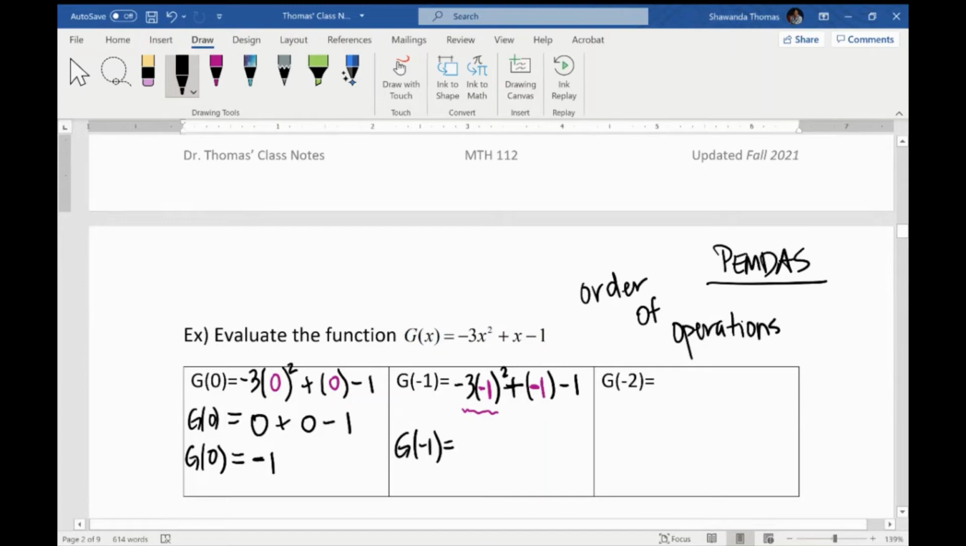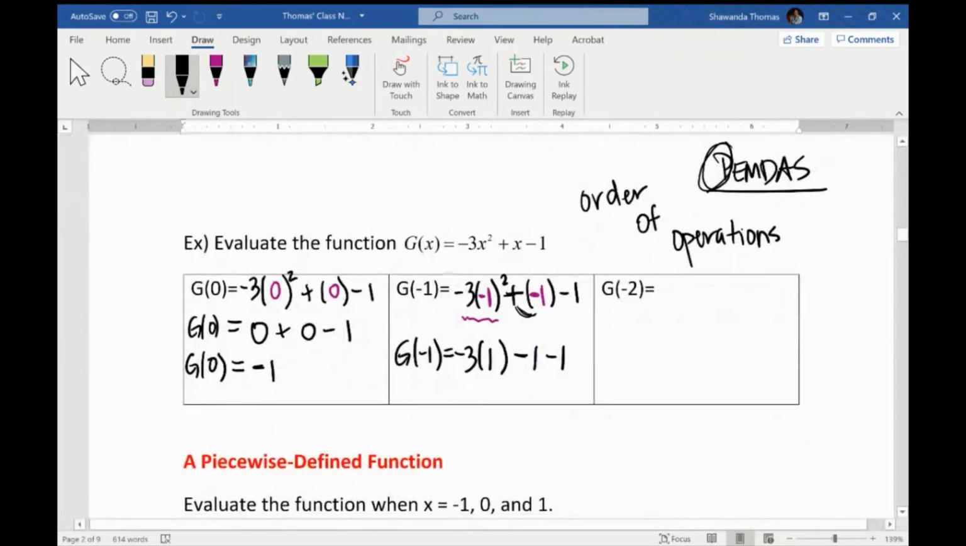All right, so we are gonna do the parentheses first because that's what the P stands for. All right, so -3 times -1 squared. -1 squared is what? 1. All right, and then that positive times that negative, you know that's -1. I'm just gonna drop that plus because the negative dominates. g of -1 equals, so that -3 times 1 is -3.